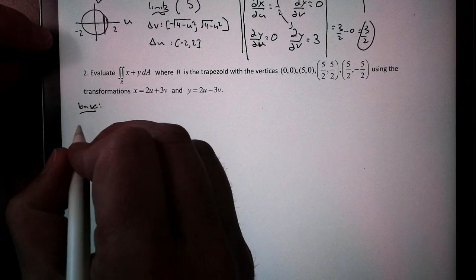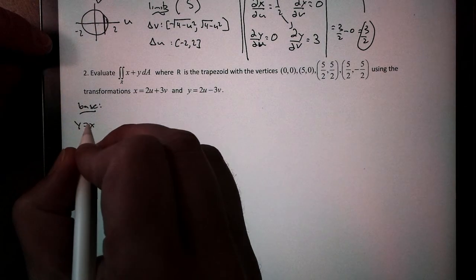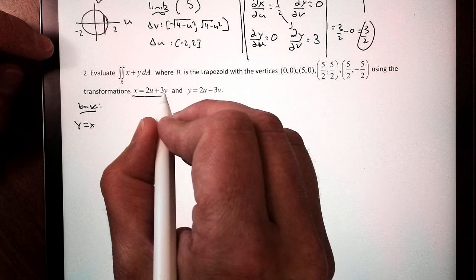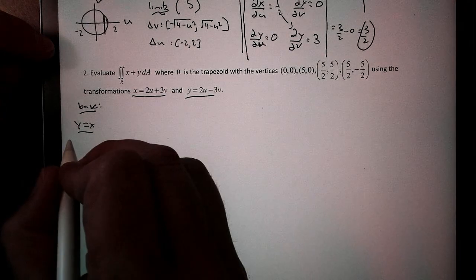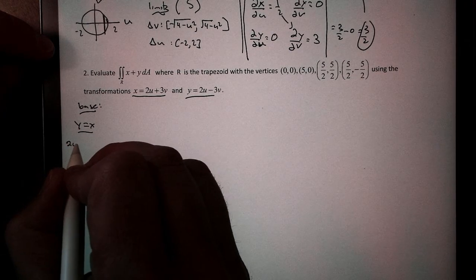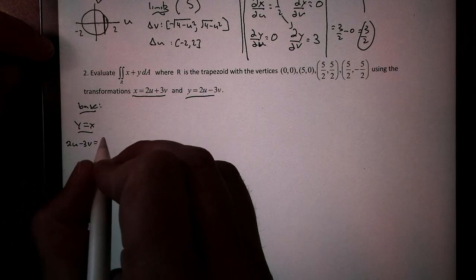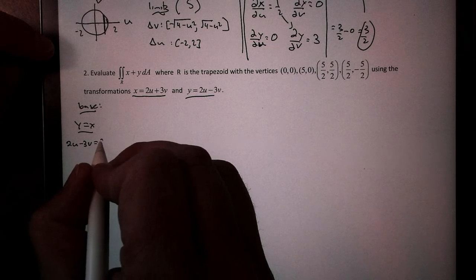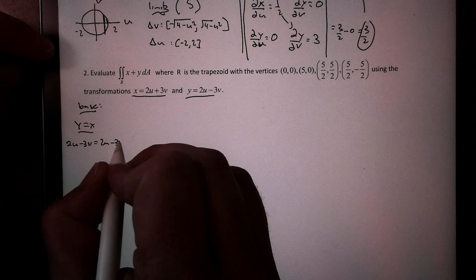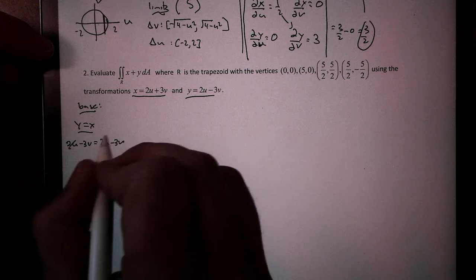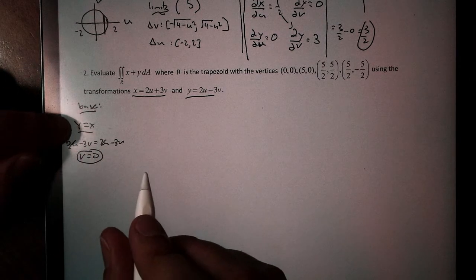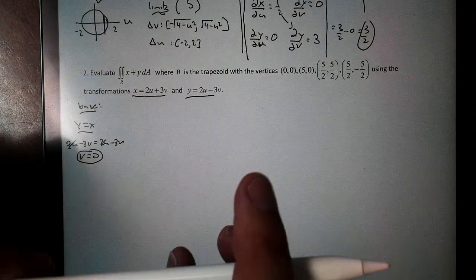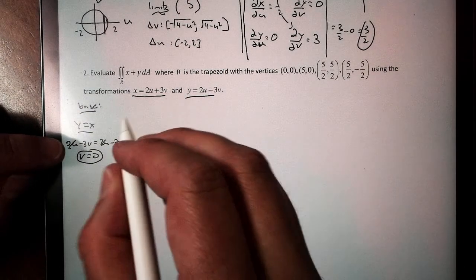Our first line was y equals x. And they tell me the transformation, what y is equal to and what x is equal to. So if I solve this, we get 2u minus 3v equals 2u minus 3v. And the u's cancel, and we just get v equals 0 right away. Remember, this was a slanted line, and this is a horizontal line. That's going to be much nicer for us.